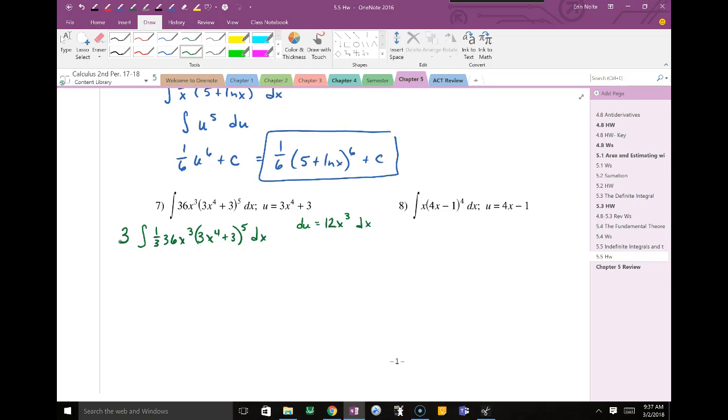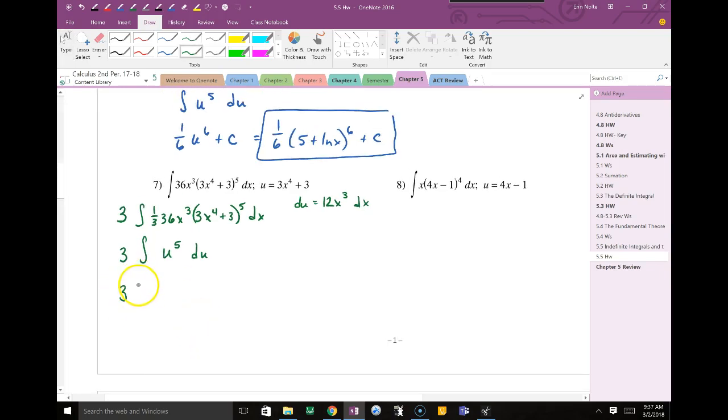Okay, ready for my rewrite? What's my rewrite? U to the 5th du. Yeah, it's a straight up du. Yeah, the 3 goes out front. I feel like they're doing lots of to the 5th powers. We're going to nail this one.